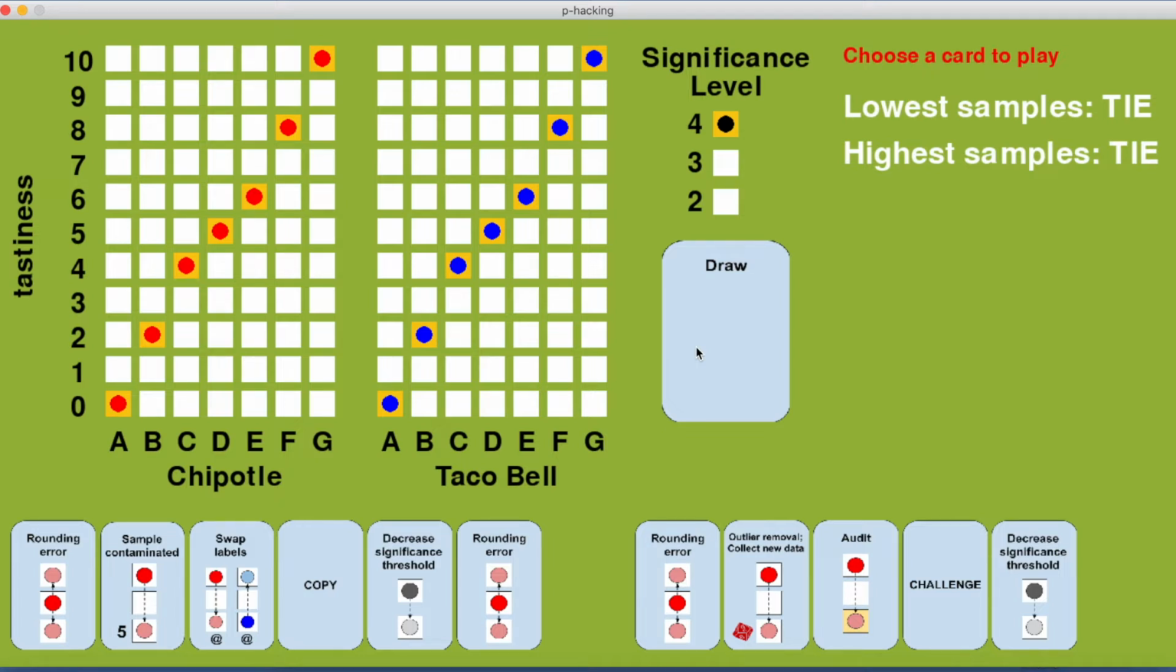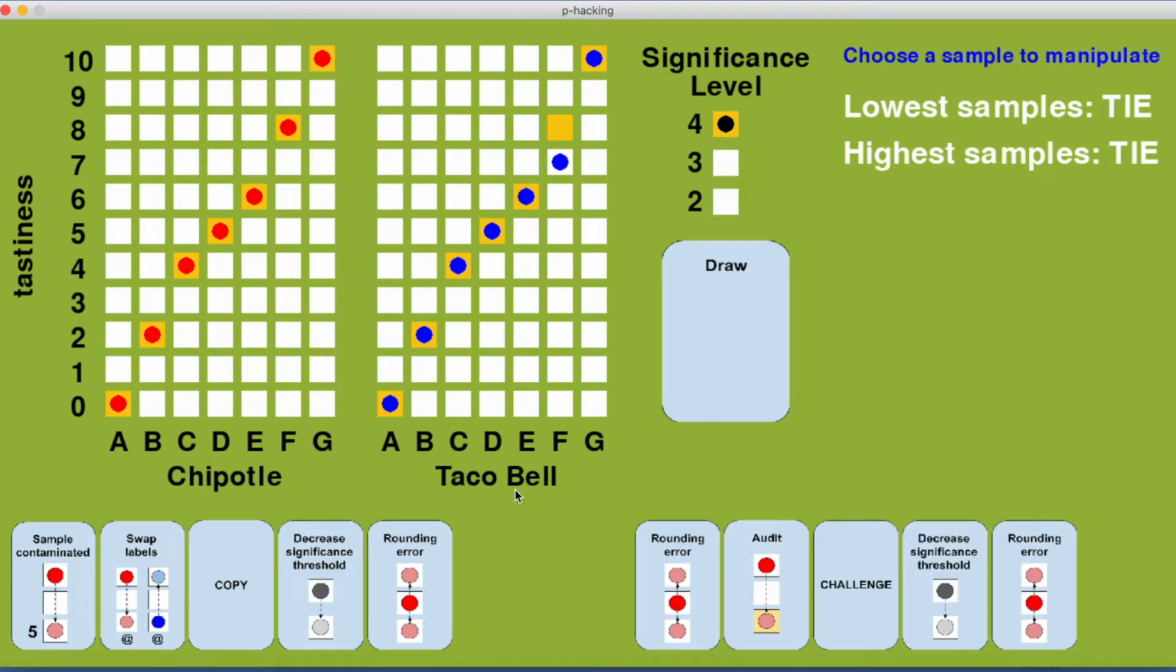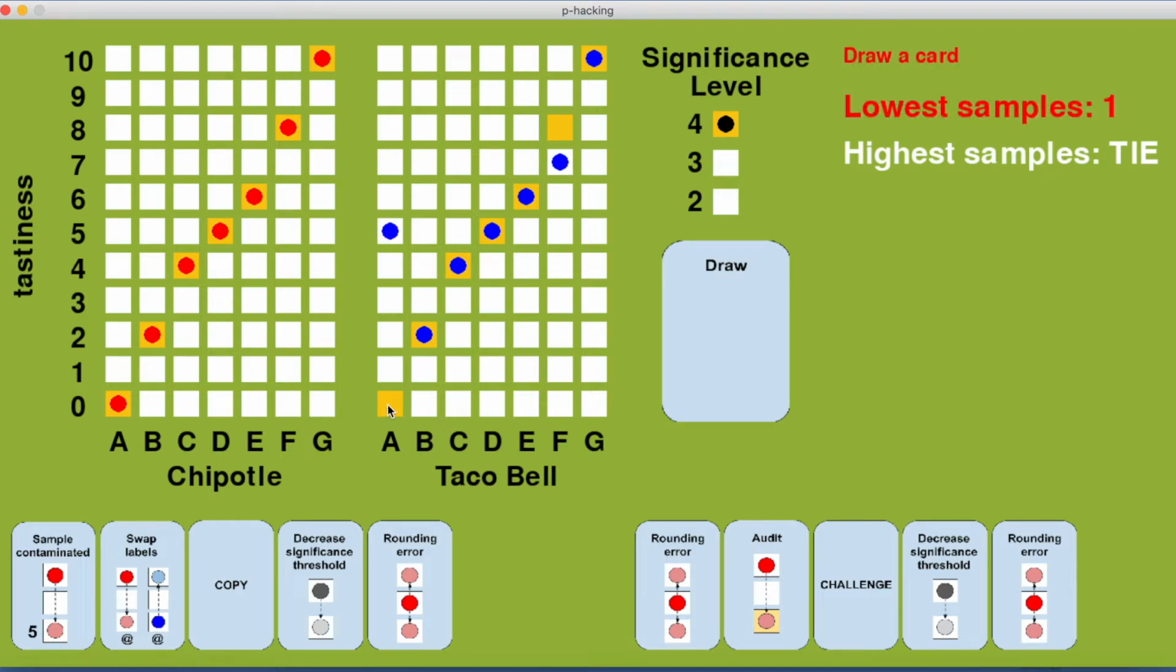So let's say the red player uses the rounding error card, which can be used to increase or decrease the value of a sample by 1. So they will use this to decrease the value of a blue sample from 8 to 7. Now it's blue's turn, and they draw a new card, and they will use their outlier removal action, which allows them to remove the value of a data point and replace it with a randomly generated new sample. So they'll use this to replace the value of their lowest sample, which is now set to 5.